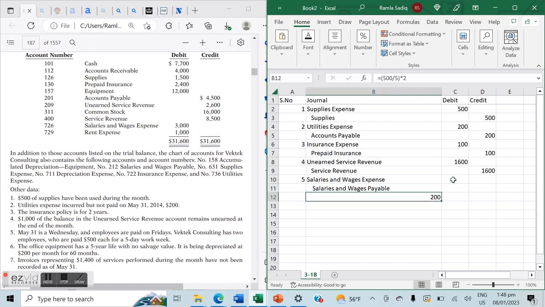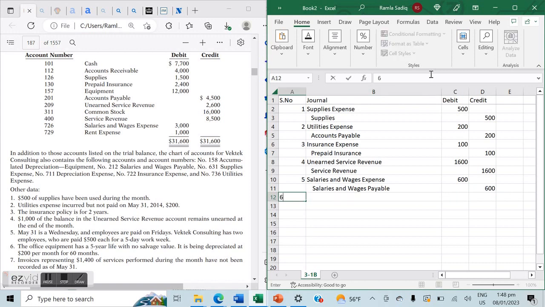And in this particular case, we also want to multiply that by the number of days that we're accounting for. So Monday, Tuesday, Wednesday means it's 3 days worth of work that they have done. So that is $600 in adjustments. So we'll debit $600 and we will credit $600.